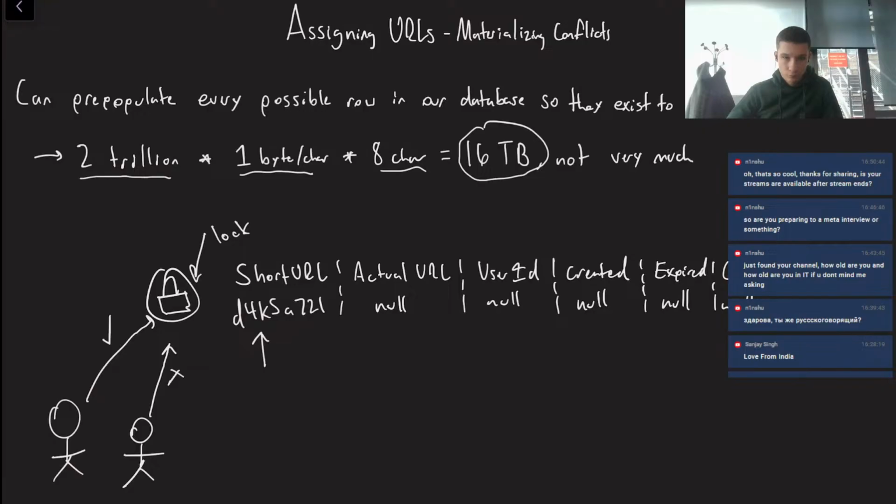And so now when user 1 and user 2 both try to write to the same key, user 1 can grab the lock, user 2 is going to lose, the database is going to say try again, and then he can try with a different row.